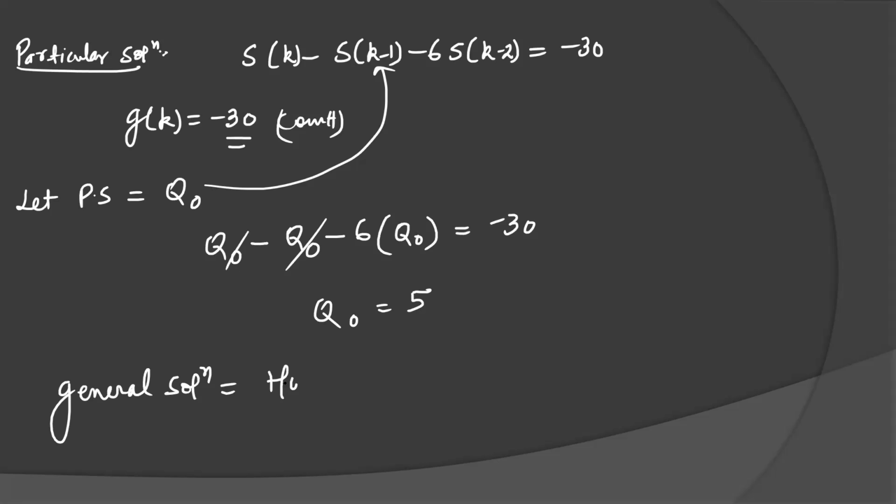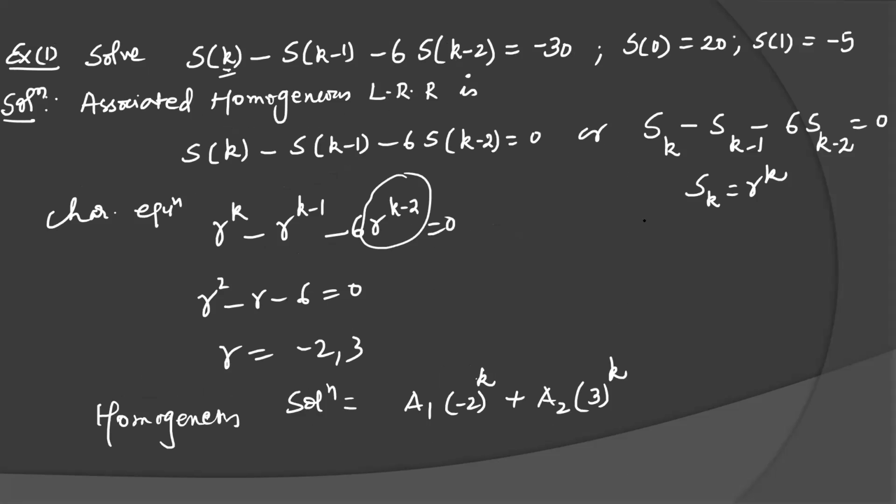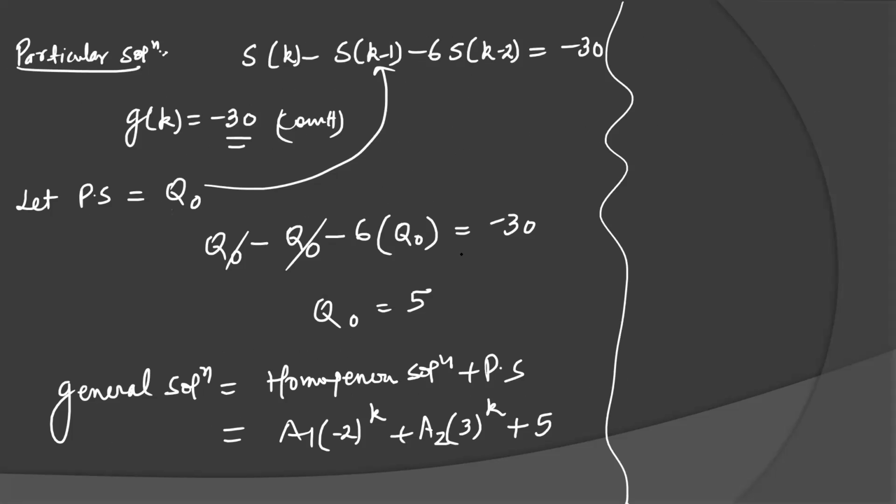The general solution will be the homogeneous solution plus the particular solution. The homogeneous solution was a1 (-2)^k plus a2 3^k. The particular solution is 5. So this is your general solution. Now, if initial boundary conditions are given, we have to find the values of a1 and a2 also. So this is your general solution for Sk.